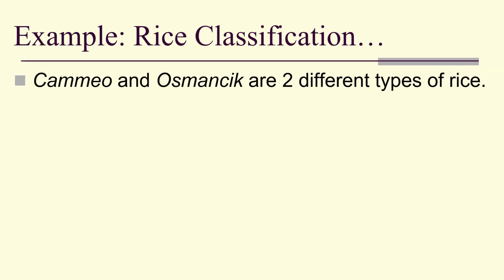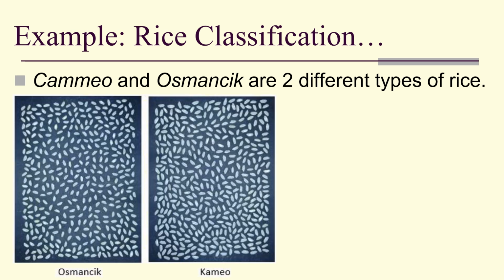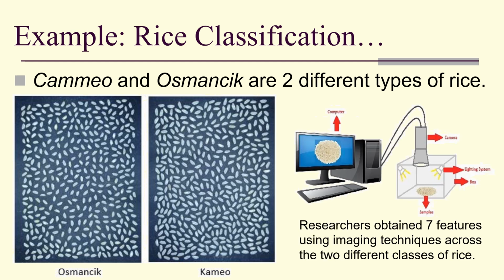For example, Cameo and osmanthus are 2 different types of rice. Here are pictures of them. We'd like to be able to distinguish them from each other if perhaps they were mixed together. So researchers set up an optical system and obtained 7 features using imaging techniques for the 2 different classes of rice.